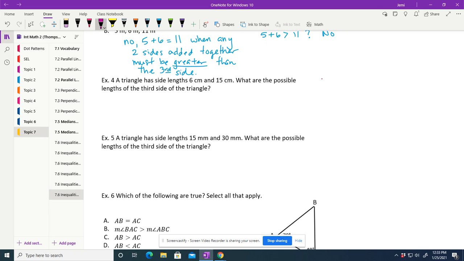All right. So I know that 6 plus 15 must be greater than x. I know 6 plus x must be greater than 15. And I know 15 plus x must be greater than 6. Well, now check it out. 15 plus x is greater than 6. Well, automatically, because 15 is already greater than 6, so we can ignore that. So what I'm left with here is I've got 6 plus 15, so that's 21 must be greater than x. And then here, if I subtract 6, I'm left with x must be greater than 9.